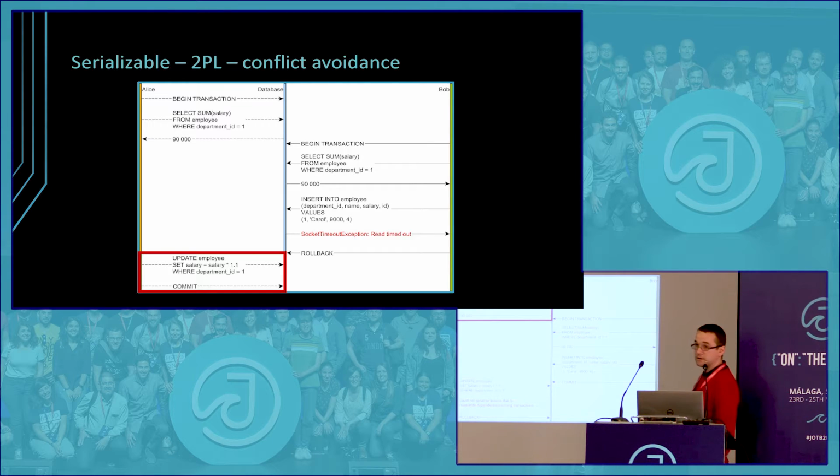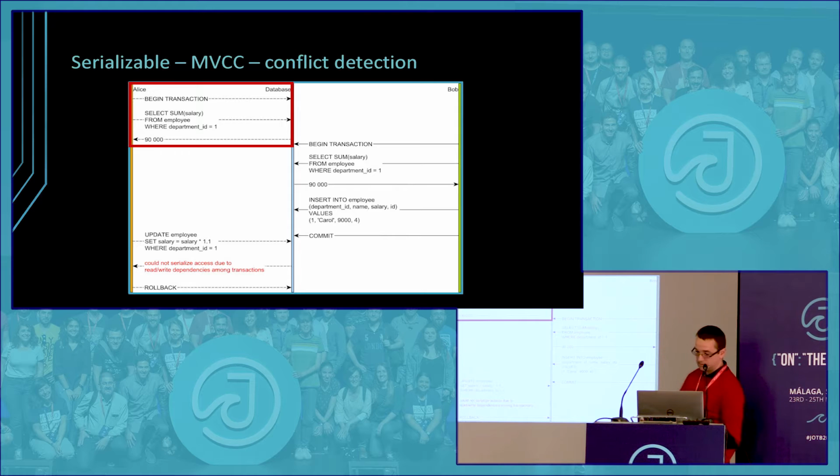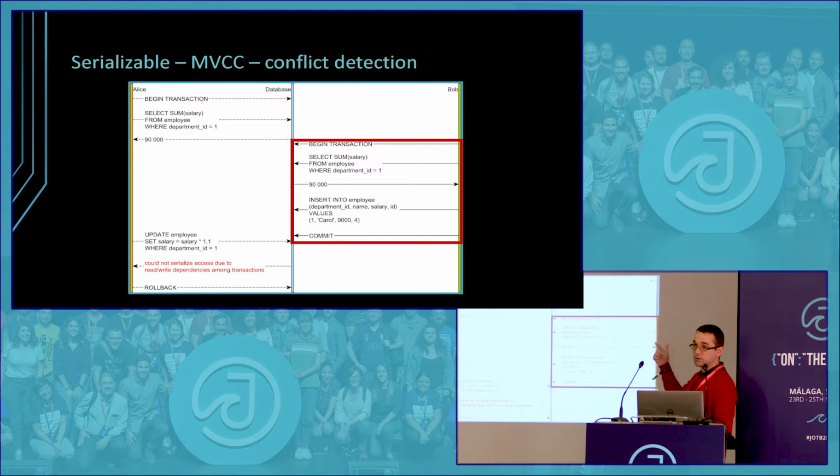In MVCC, that was avoidance. Here you have to detect it. So Alice reads the salaries, then Bob comes. He can also read, because there's no blocking anymore. You can also do the read, and then you can even write. You can do the write of employees, because Alice did not block you from doing so.